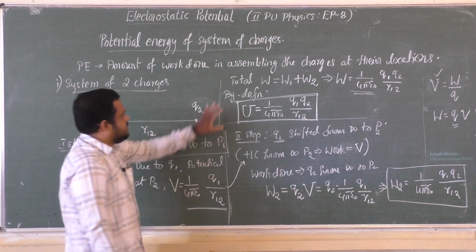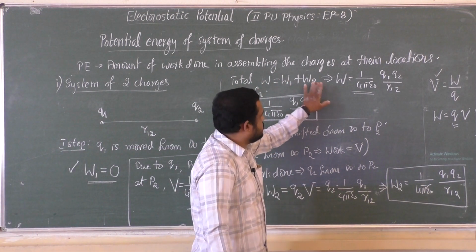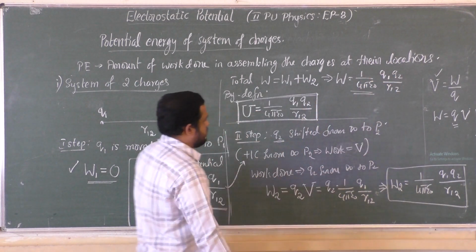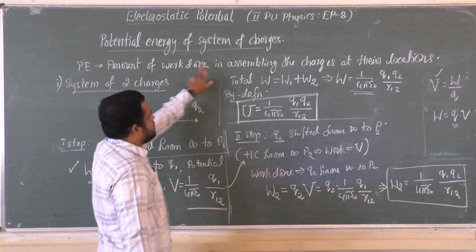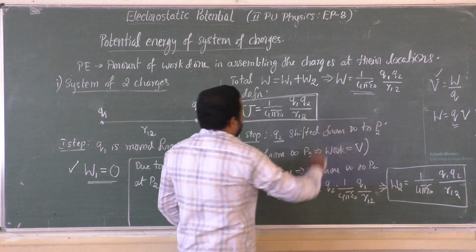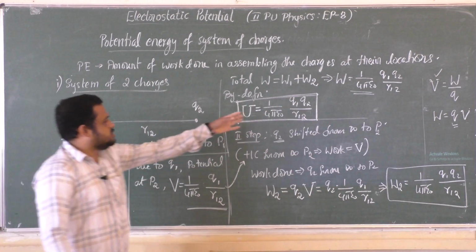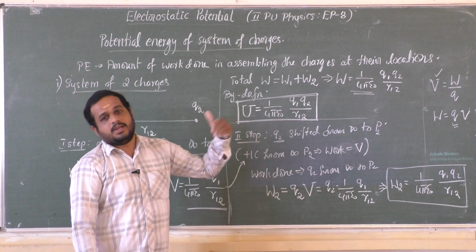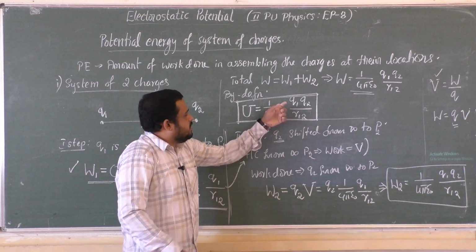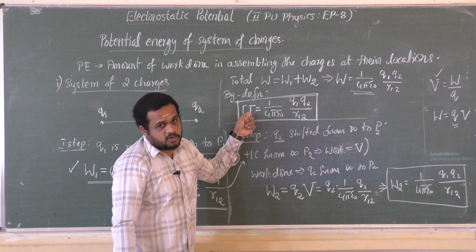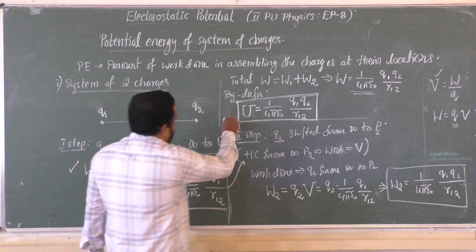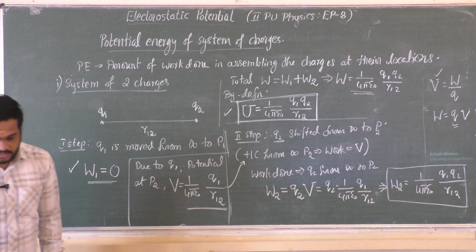So total work done in assembling the charges is W1 plus W2. W1 is 0, therefore W is equal to Q1 Q2 divided by R12 into 1 over 4 pi epsilon naught. By definition, the amount of work done in assembling the charges is the potential energy. Now this equation holds good for positive charges as well as negative charges, or charges of opposite polarity. If the charge is negative, then you will get negative potential energy. If the charge is positive, you will get positive potential energy. So this is the expression for potential energy of a system of two charges.